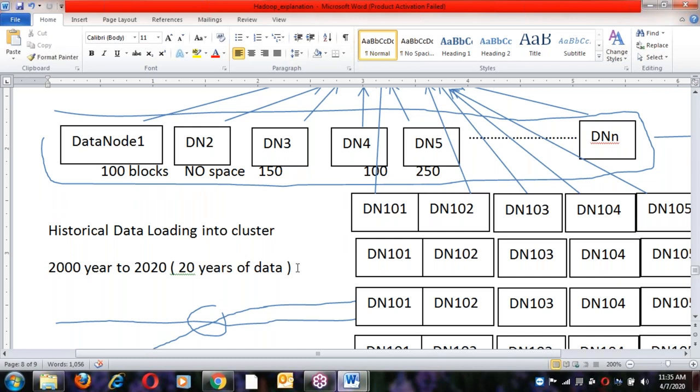Four clusters we have configured. Four projects, very good experience. End to end, I have the experience. That's the reason I'm able to explain this. So this is data storage.